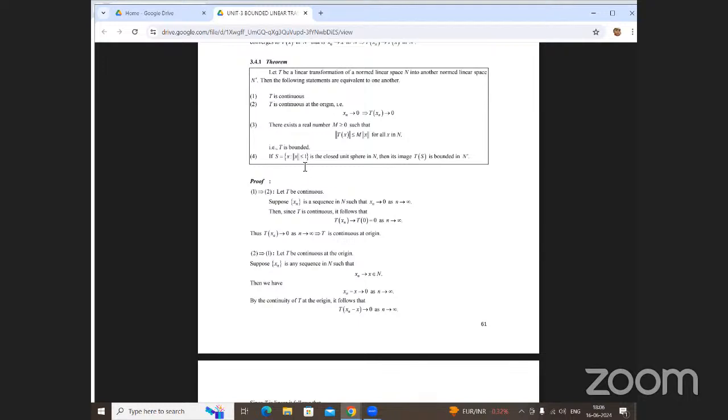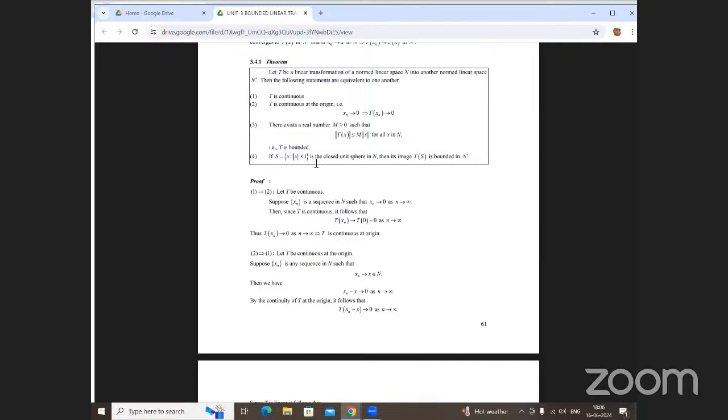When norm X less than or equal to 1 is given, less than or equal to means it is closed. Suppose it is less than 1, that is open. So it is clear, there is no doubt. Here the set given is the closed unit sphere, the set of X with norm X less than or equal to 1. It is not less than 1, because this is the boundedness part, and boundedness is defined on the closed unit sphere.